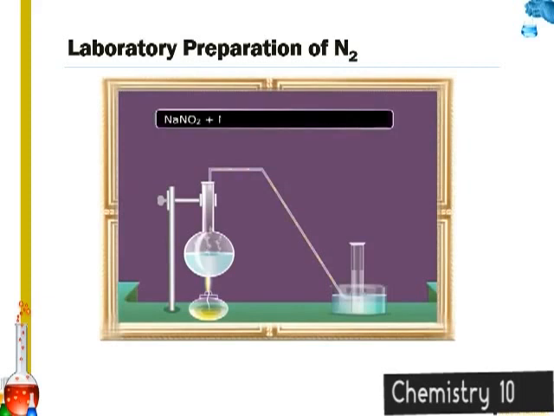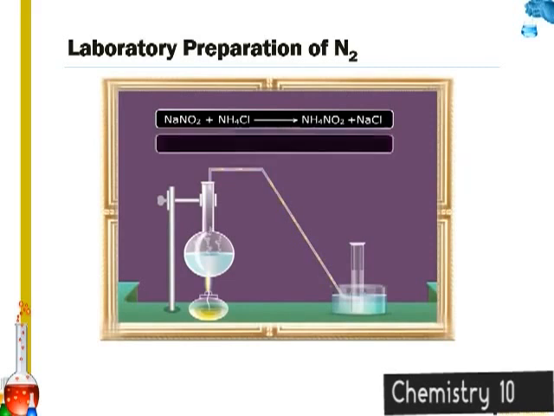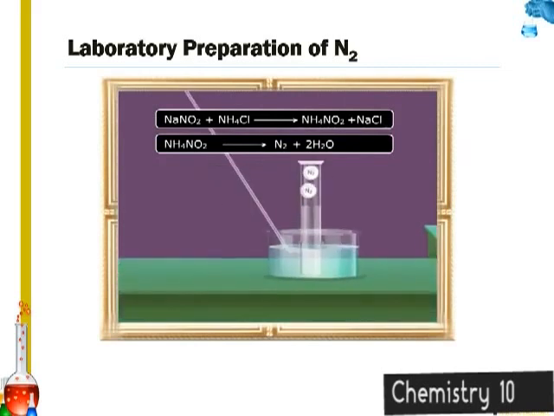Initially, the two substances undergo double decomposition to form sodium chloride and ammonium nitrite. The ammonium nitrite formed here then decomposes to form nitrogen gas and water vapor. Nitrogen gas is collected by downward displacement of water.